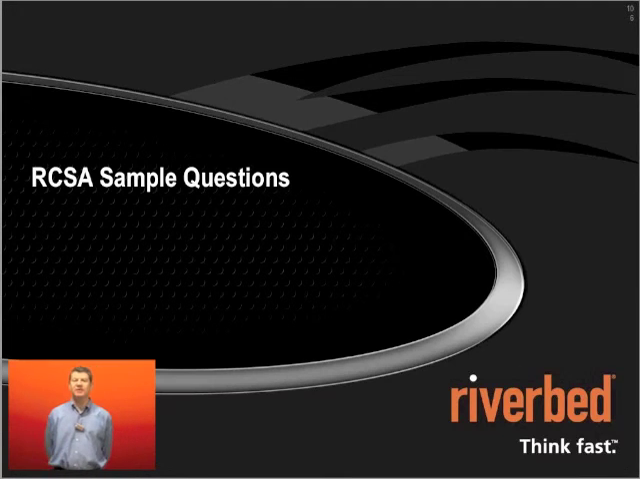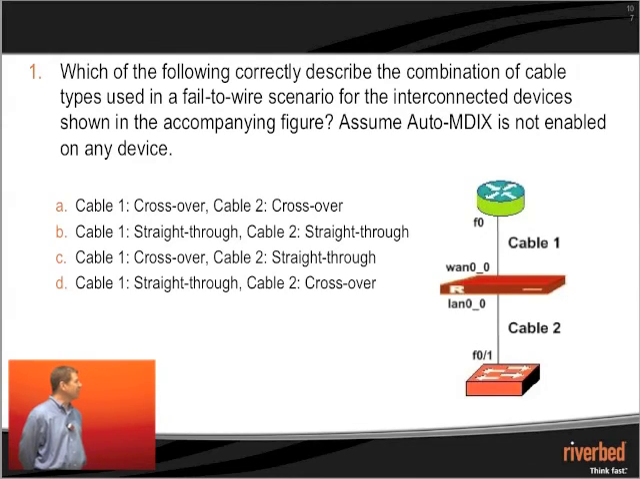Great. So we've covered the different types of deployment. Now let's go through some sample questions. The first question: which of the following correctly describe the combination of cables used in a fail-to-wire scenario for the interconnected devices? Assume that auto MDIX is not enabled on any device. So basically we're asking what cable goes to a router and what cable goes to a switch. We can never rely on auto MDIX, and we will recall that a straight-through cable connects to a switch and a crossover cable connects to the router. So the correct answer is C.